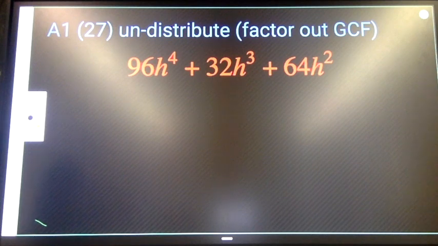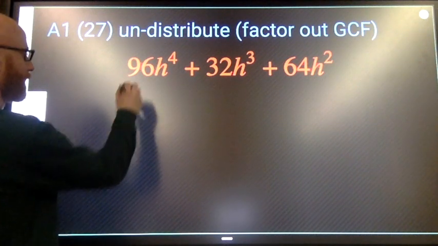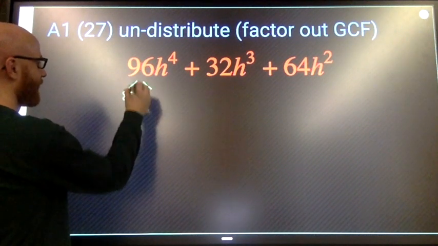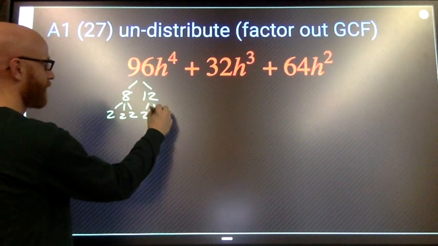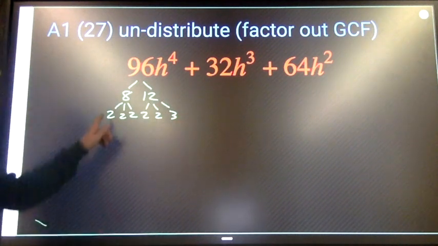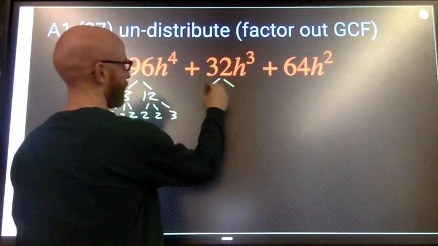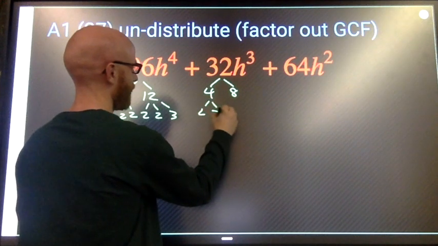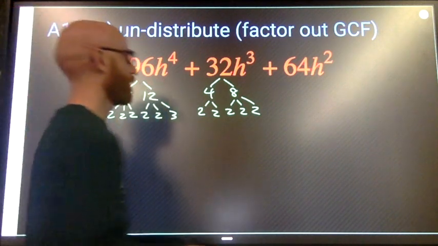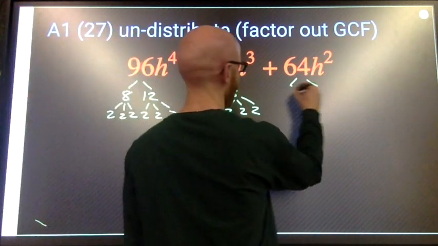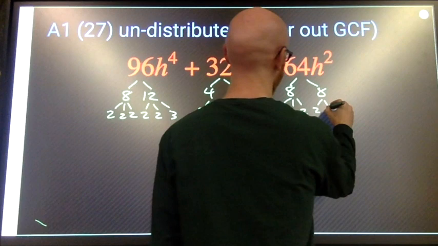All right, my other way to find GCF is factor trees. Kind of tough to do when I have 3 of these things, but 96 is 8 times 12. They break down into 2 times 2 times 2, 2 times 2 times 3. All of those are the prime factors of 96. 32 is 4 times 8. That breaks down into 2 times 2 times 2 times 2 times 2. 64 is 8 times 8, which is going to break down into a lot of 2's, six 2's, 2 to the 6th power.